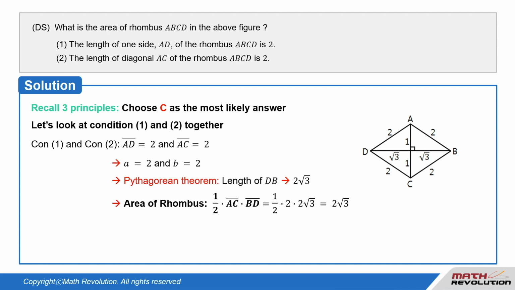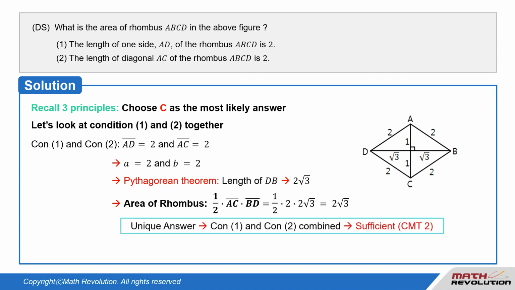The area of the rhombus is half of line segment AC times line segment BD, which equals half of 2 times the square root of 3 times 2, that is equal to 2 times the square root of 3. This value is unique, so conditions 1 and 2 combined are sufficient by CMT 2, which means that the number of answers must be 1.